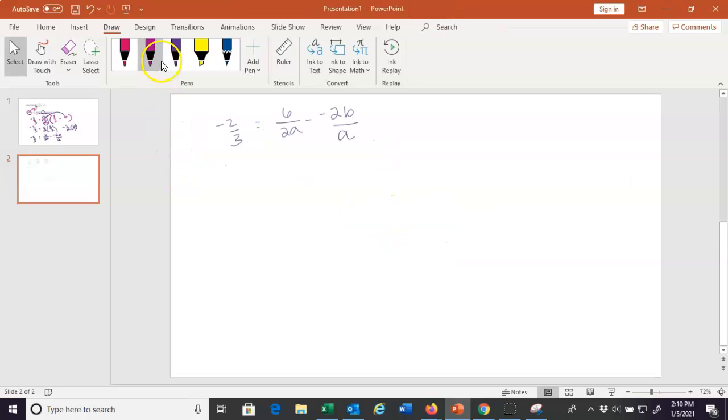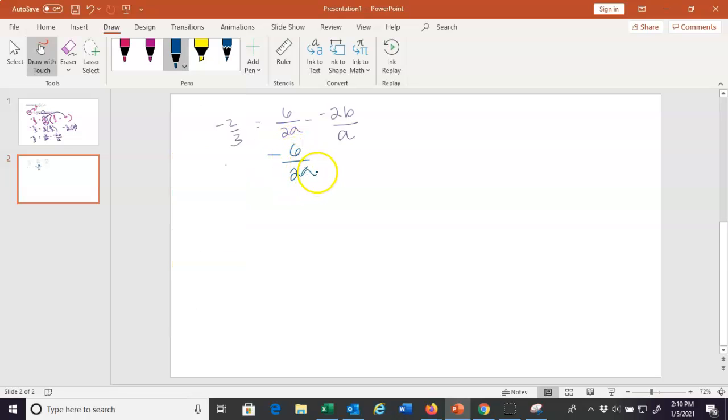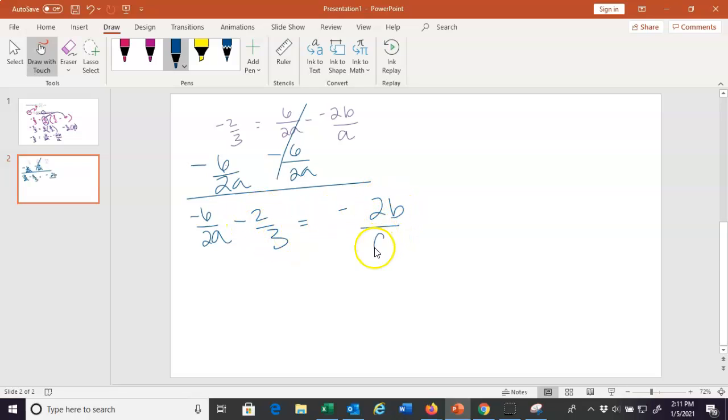All right, now we're still trying to get the B all by itself. So let's move this term over to the left by doing the opposite. So this is a positive 6 over 2A, so we're going to subtract it from both sides. Really just kind of moving things around. All right, now we still need to get this B by itself, so we have to get rid of this fraction.